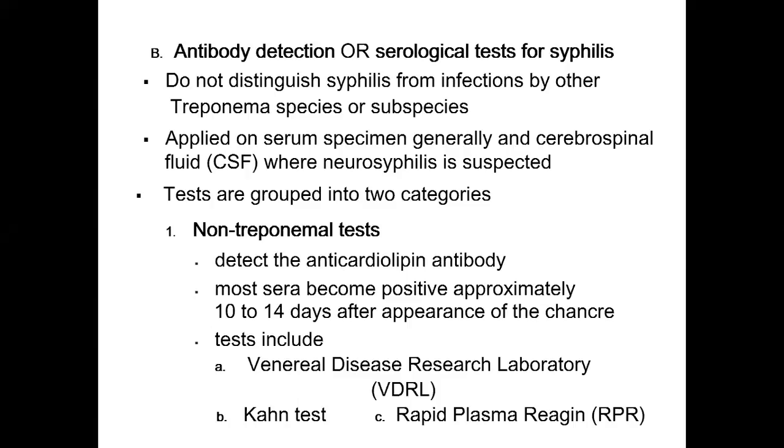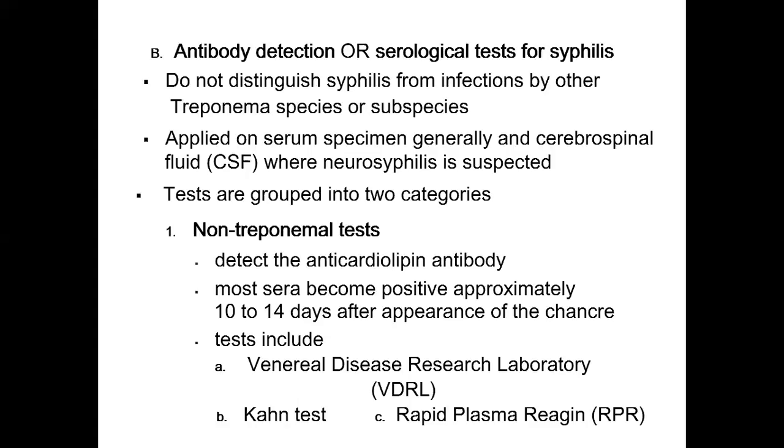Then the antibody detection, also referred to as serological test for syphilis or syphilis serology. They do not distinguish syphilis from infections by other Treponema species or subspecies. As we started by saying, they cross-react in serological tests. Their antigens and antibodies react with each other. It doesn't matter which organism has produced what. So the serological tests are applied on serum. They are still useful in the investigation of syphilis, despite all that.